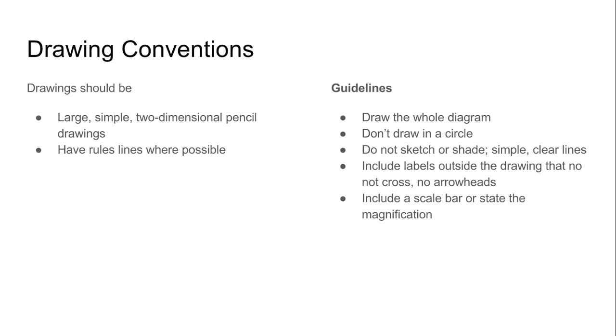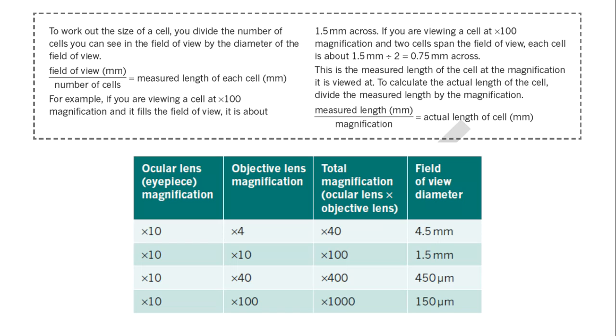We want to include labels, but they want to be outside the drawing, and make sure that the label lines do not cross and that the lines don't have arrowheads. And we always need to make sure that we have a scale bar and state the magnification at which we're looking at that specimen.